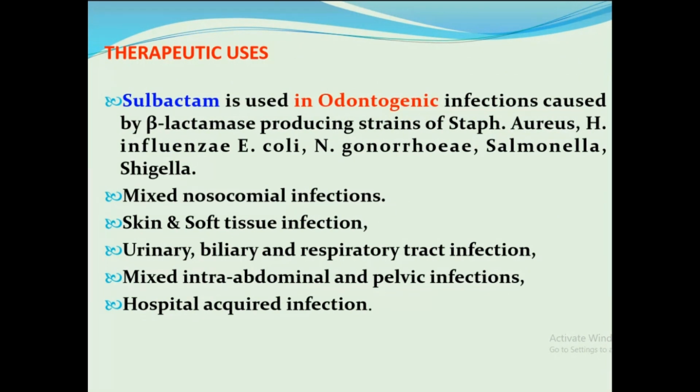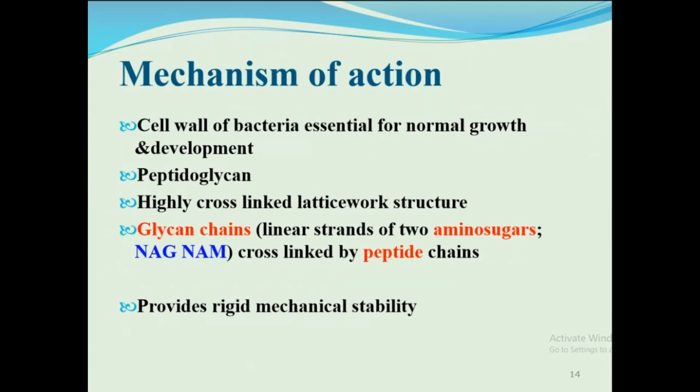So therapeutic use, sulbactam is used for odontogenic infections caused by beta-lactamase producing Staph aureus, E. coli, gonorrhea, salmonella. It is a mix of nosocomial infections, skin and soft tissue infection, urinary infection, respiratory, which is the VAP, and UTI, mixed intra-abdominal and pelvic infections, and HAI, as these are the leading causes. So there are various scopes, but these are the old traditional ones. I'll be going in deeper what is the future and what are the current guidelines saying for use of sulbactam.